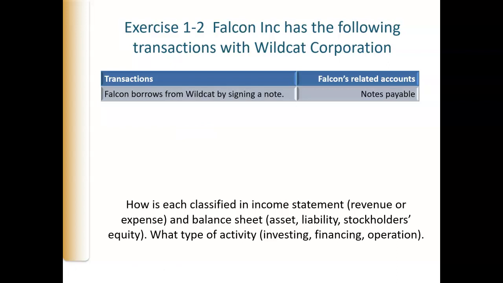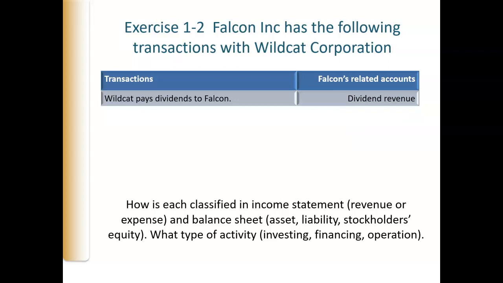What happens when Falcon borrows money from Wildcat by taking out a loan? It's a liability. I'm going to give you a secret. Every single liability, apart from one we'll talk about next week, has the word payable after it. You know it's a liability because it has the word payable after the name. So what type of activity is borrowing money? Isn't it financing? And it's a liability. Excellent.